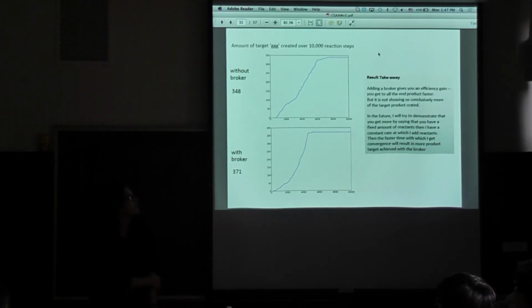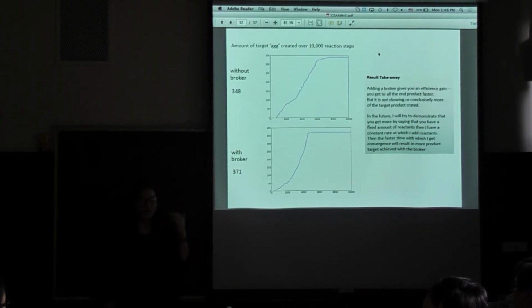What's interesting though is the efficiency with which this is done. So adding in a broker gives you an efficiency gain. You get all the end product faster, but it's not showing us conclusively that more of the target product is created. It's important to know that I'm not pumping in additional initial reactants. I'm just starting with a set number of initial reactants that can only convert into so many GGGs. If I was to keep pumping in initial reactants, the advantage of a broker might be more easily demonstrated, because it would be easier to demonstrate that there's an advantage to having a broker between the 2.